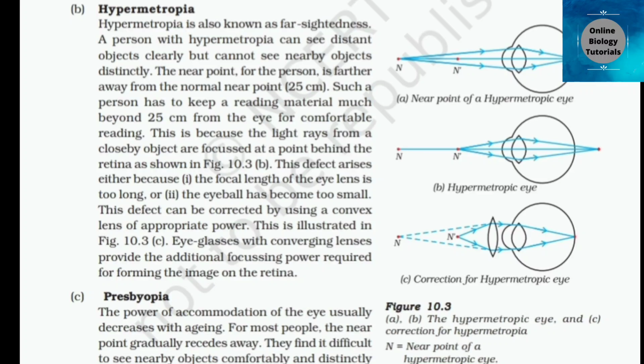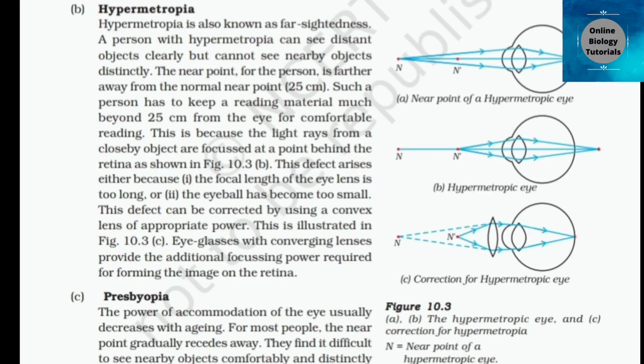This is because the light rays from a close-by object are focused at a point behind the retina, as shown in Figure 10.3b. This defect arises either because 1. The focal length of the eye lens is too long, or 2. The eyeball has become too small. This defect can be corrected by using a convex lens of appropriate power. This is illustrated in Figure 10.3c. Eyeglasses with converging lenses provide the additional focusing power required for forming the image on the retina.